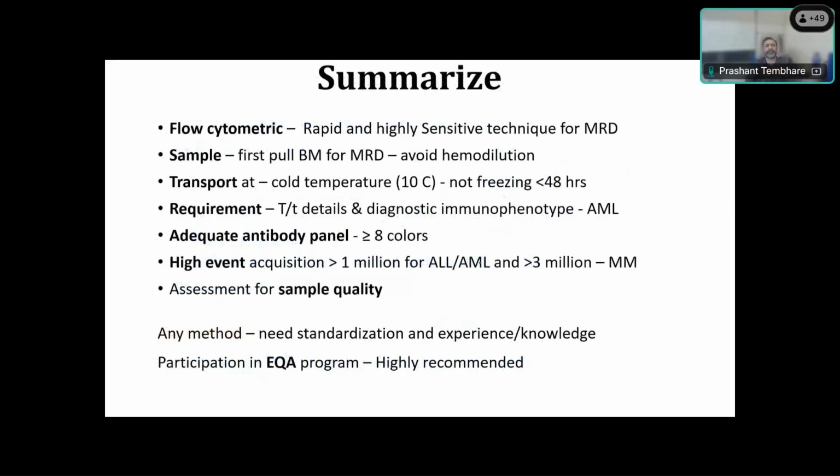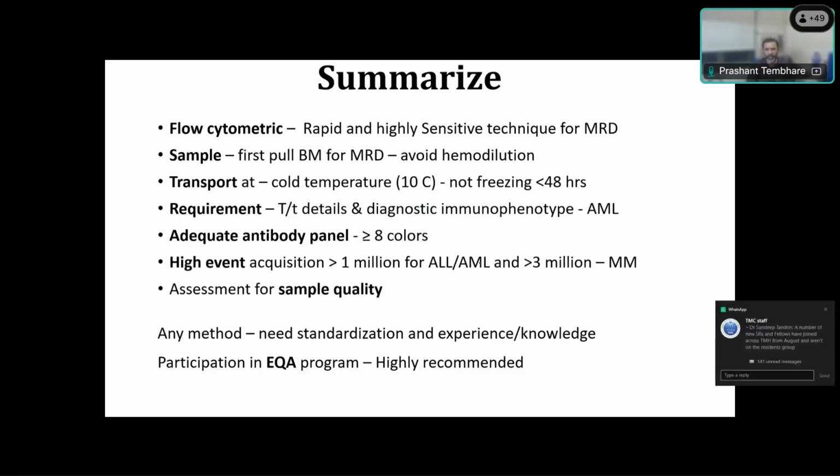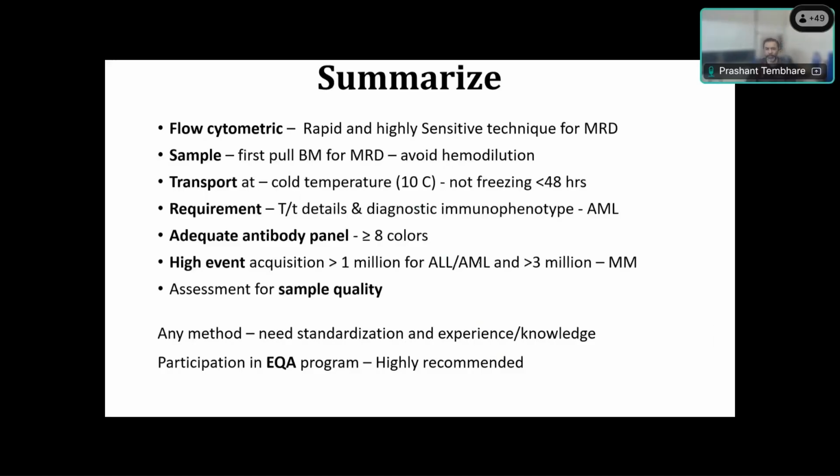So to summarize, another important point is that for MRD assessment we first need a full bone marrow sample, to avoid hemodilution. It needs to be transported at room temperature or at a cold temperature of approximately 10 degrees. Do not freeze the sample. For MRD assessment, the sample should reach the lab within 48 hours of collection.